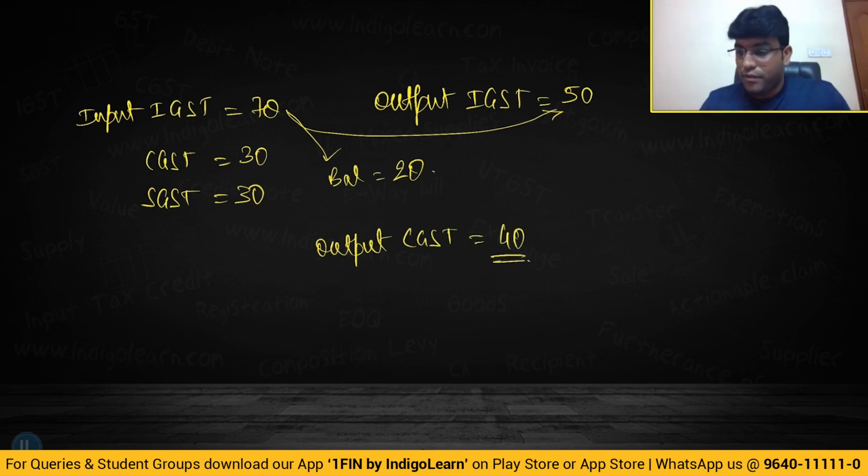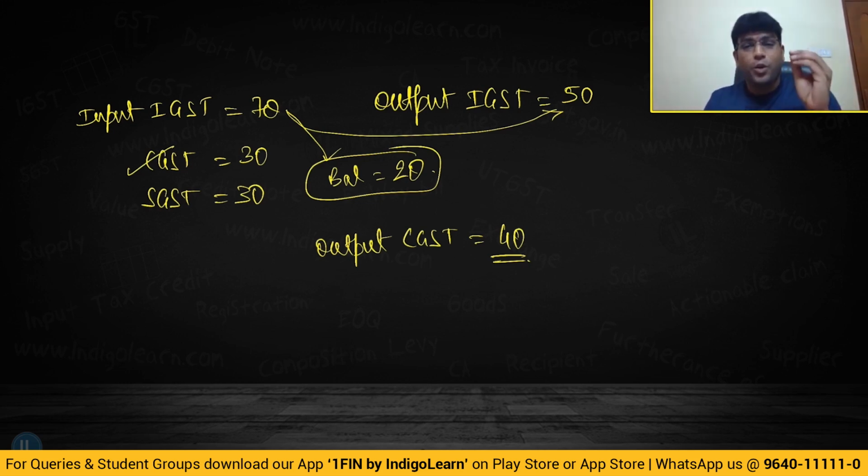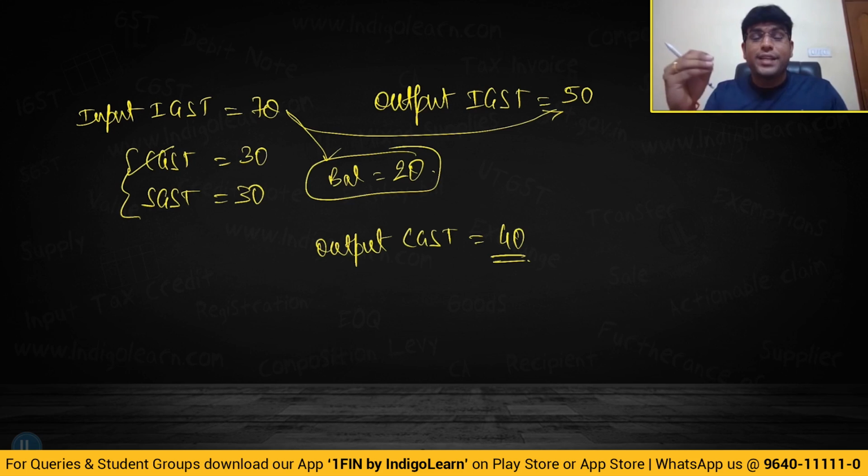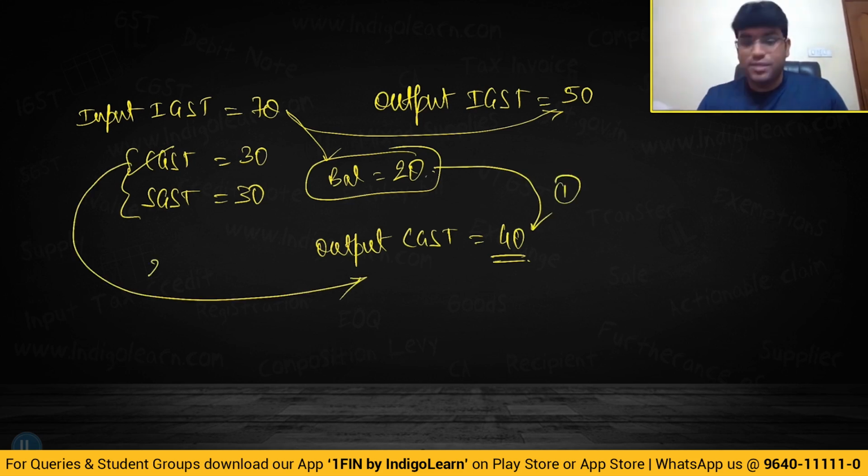Now you are asking, if output CGST is let's say 40, what should I use first? Whether I should use CGST or IGST. That is what I understand by your question. Now let me tell you very clearly that you should not touch your CGST SGST credit unless IGST credit is fully exhausted. So obviously first I'll use this only, then only I'll use this. That is, IGST credit should be first fully utilized. Only then you touch CGST credit or SGST credit. That is the concept. I hope you are clear.